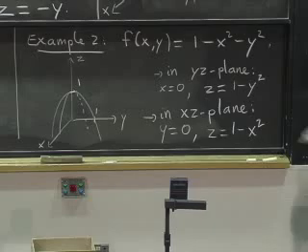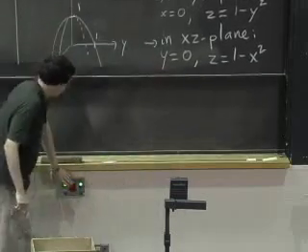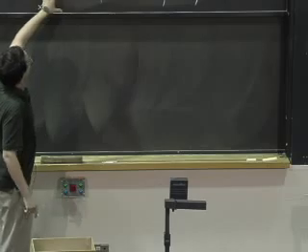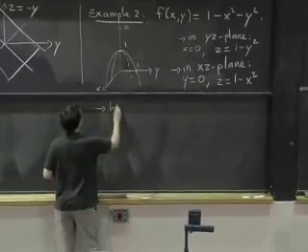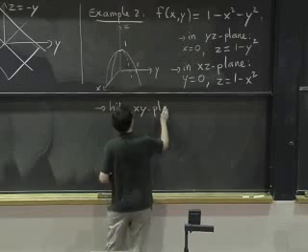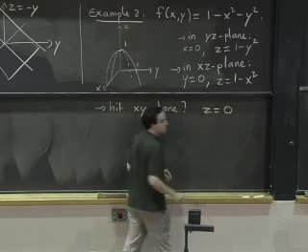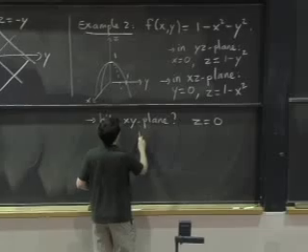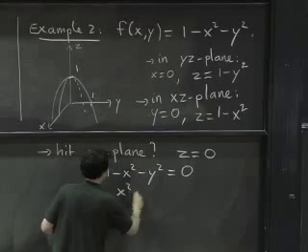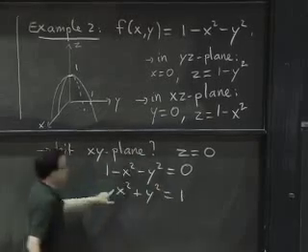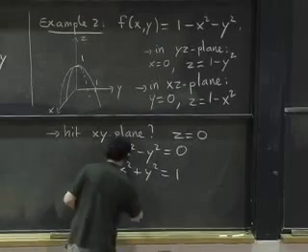So if we want more confirmation, we might want to also figure out where this surface intersects the xy plane. So we hit the xy plane when z equals 0. That means 1 minus x squared minus y squared should be 0. That becomes x squared plus y squared equals 1. That is a circle of radius 1. Okay, that's the unit circle.